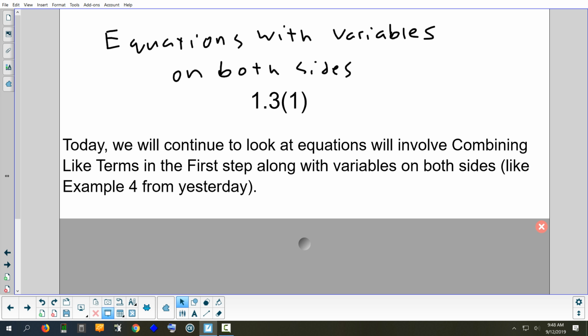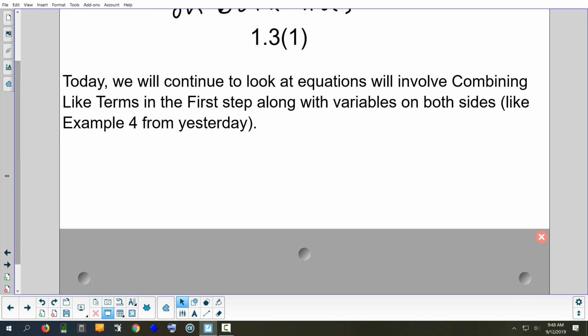Right? But one thing we didn't do yesterday is we never had variables on both sides. Okay? So we're going to look now at when you have variables on both sides, you've got choices now. Remember how sometimes the variable is on the left and sometimes it's on the right? Well, now you get to choose what side you want to put it on. So we try to avoid negatives. That's what we try to do. Doesn't mean you're always going to be able to, but if we can, we will, because negatives are harder to work with.